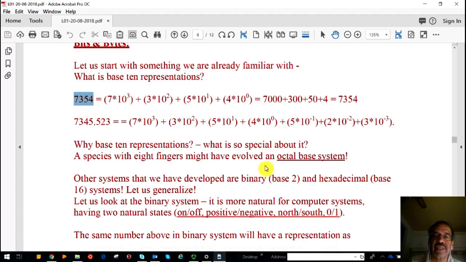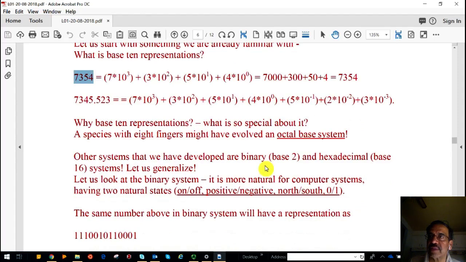The question then is, can we represent the numbers in other bases other than 10? And why is it important? Particularly for computers, a base 2 system is important. It's called the binary system. And there are other systems called octal and hexadecimal, etc., that we will learn to generalize.